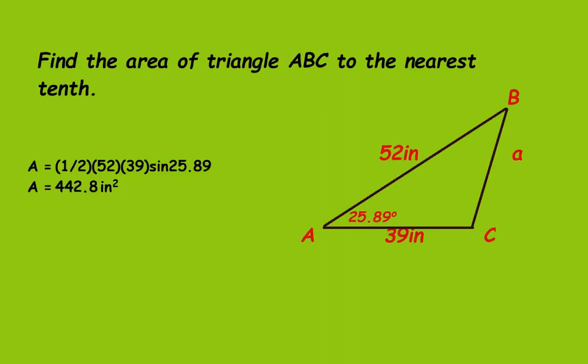So here's the last page. We're going to find the area of triangle ABC to the nearest tenth. So I have side, angle, side. So I'm going to take 1/2. Don't forget the half. A lot of people forget it. The two sides, 52 times 39 times the sine of 25.89. Punch in the calculator, 442.8 inches squared. That's it.